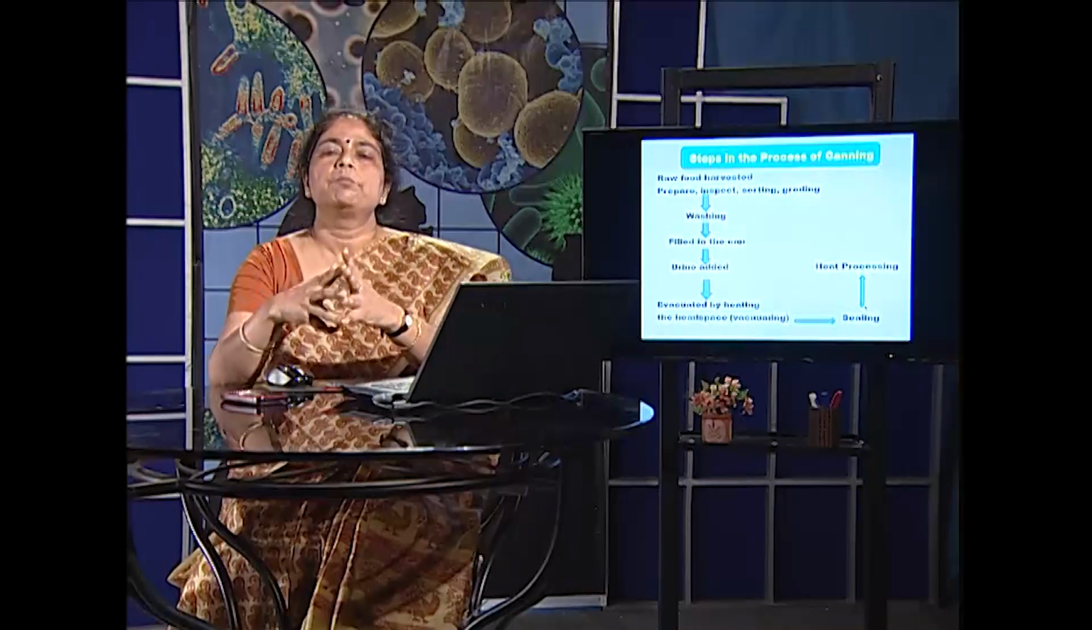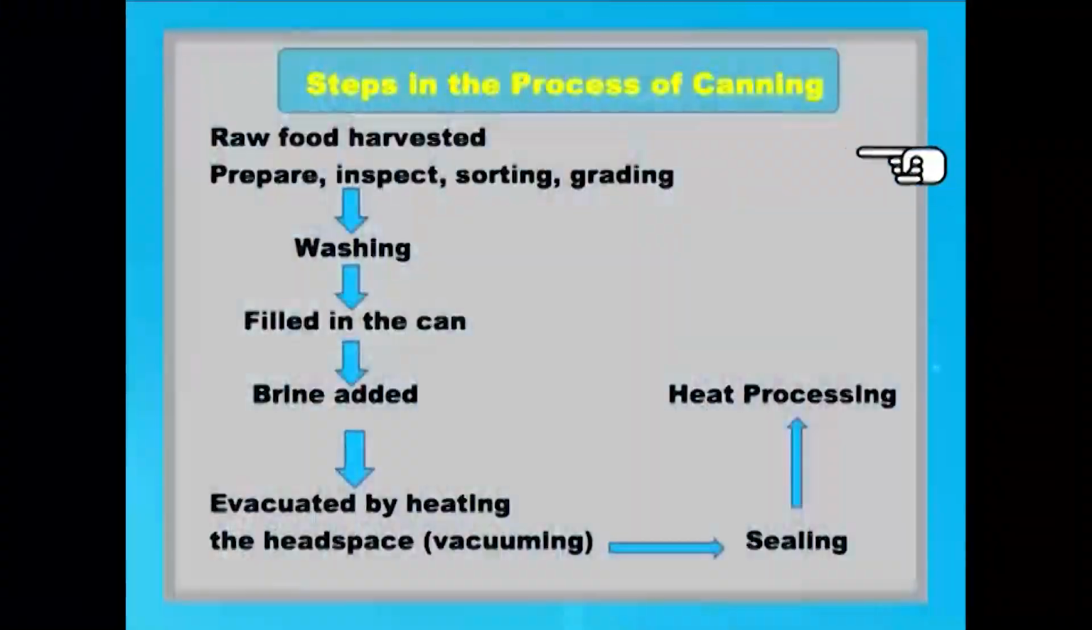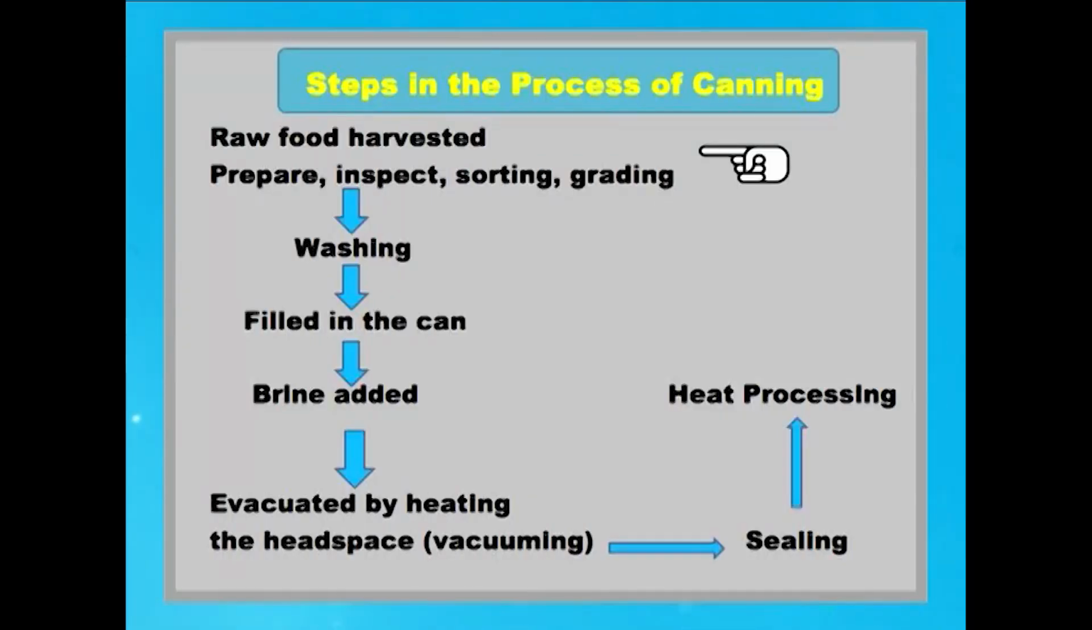If I consider the process of canning, we find that after the raw material is harvested, inspected and sorted out, it goes in for washing. And after washing, we fill the cans. After filling the cans, the brine solution is added, which is nothing but sodium chloride. After addition of the brine, we evacuate the space that is left behind by means of vacuuming. And after vacuuming, we seal the container, and this is subjected to a high temperature, which is called the heat processing method. So this is the process of canning by which the food along with the container is sterilized.